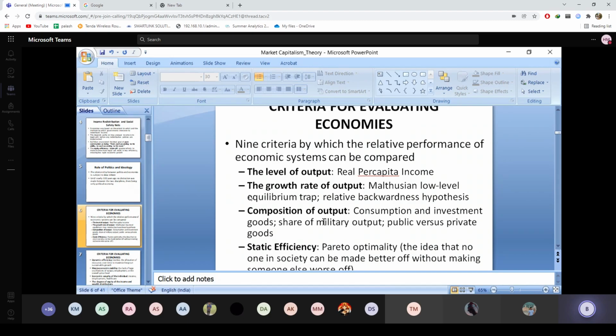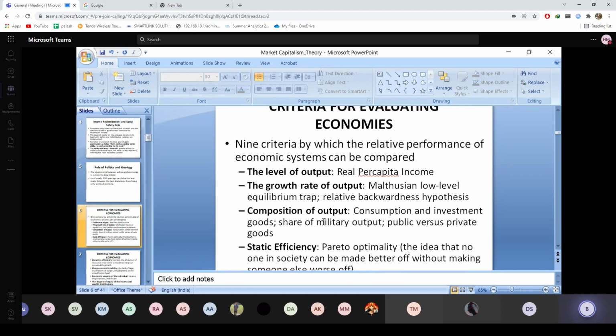Then the fourth is static efficiency, which formally means Pareto optimality. The idea is that no one in society can be made better off without making someone else worse off. That's basically the Pareto optimality. So in this situation, resources are fully utilized to their best potential given the existing technology, and as much is being produced as can be produced.